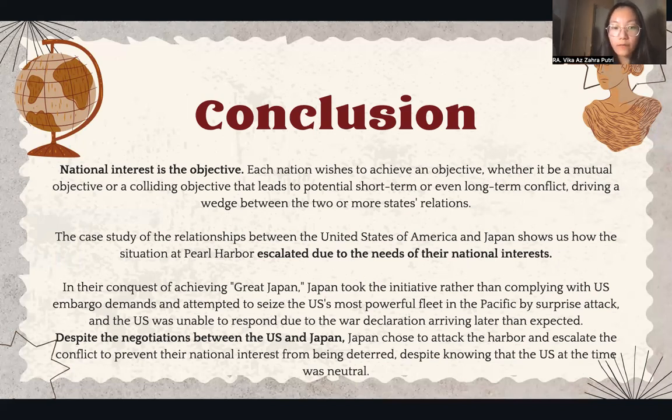In their conquest of achieving a Great Japan, Japan took the initiative rather than complying with the U.S. embargo demands, and attempted to seize the U.S.'s most powerful fleet in the Pacific by surprise attack. The U.S. was unable to respond because the war declaration arrived later than expected. And despite the negotiations between the U.S. and Japan, Japan chose to attack the harbor and escalate the conflict to prevent its national interest from being deterred, despite knowing that the US at the time was a neutral country.